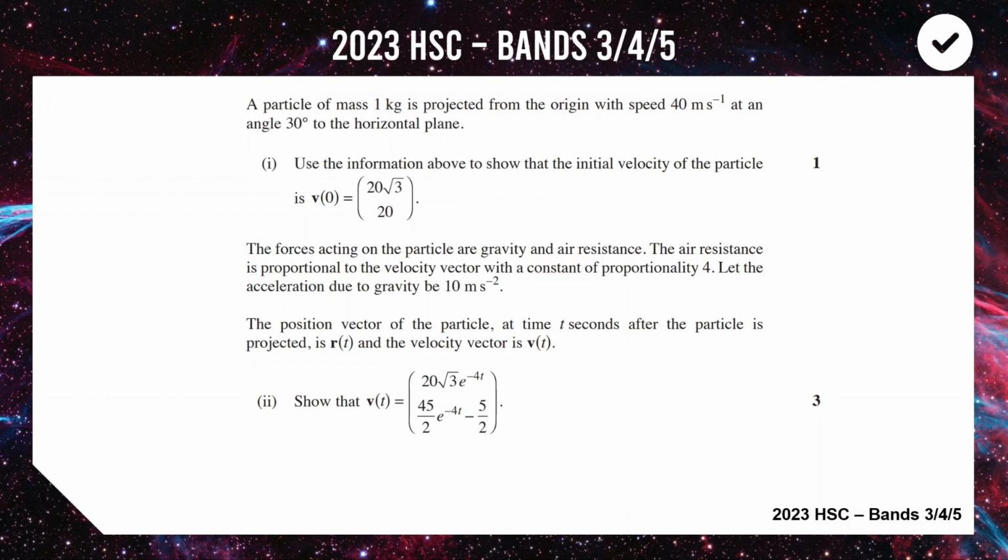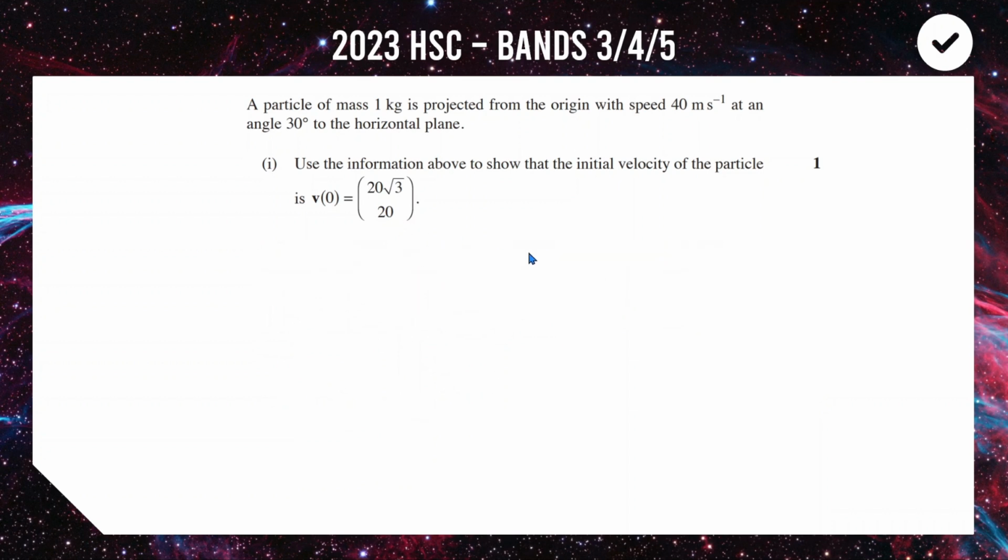Yeah, more or less. Okay, we have mass 1 kilogram, we have speed 40 meters per second, and we have an angle of projection of 30 degrees. Using that information, show that the initial velocity vector of the particle is 20 root 3 horizontally and 20 vertically. All right, that's a nice, easy starting off point.